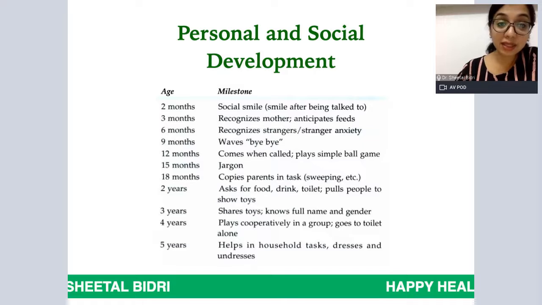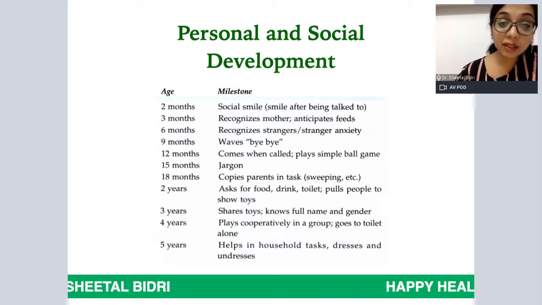By the 9th month, they're able to start waving bye and hi, and they can start learning these small things. By the first year, they start recognizing their name as well, and they start playing small simple ball games. So these are the things which you can ask in the clinic. By 2 years, you can start training the child for the toilet. By 2 years, if you see a toddler, they will pull you, try to come and show you things, and ask for food. They know the hunger pangs.